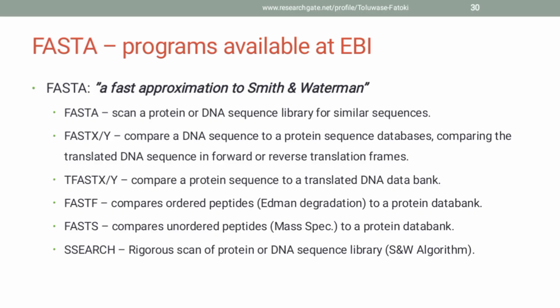Then we have FASTF, which compares ordered peptides. We have what we call Edman degradation of protein. You want to see how a particular protein will degrade, so FASTF will do that for you. Then we have FASTS, which compares proteins based on mass spectrometry, that is, the fingerprint of the particular peptide or protein in the form of peptides. You can predict that by using FASTS.